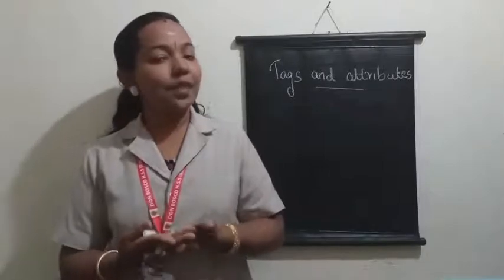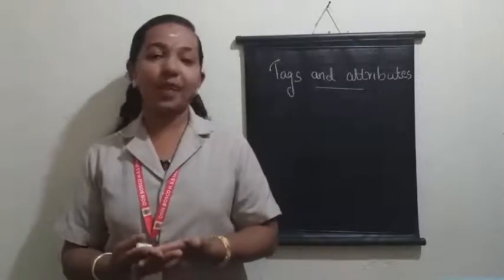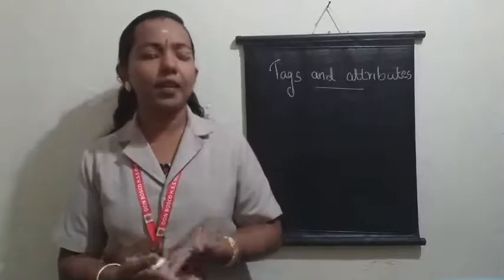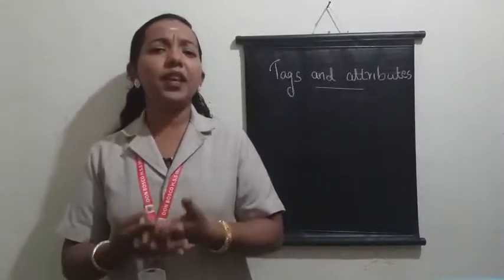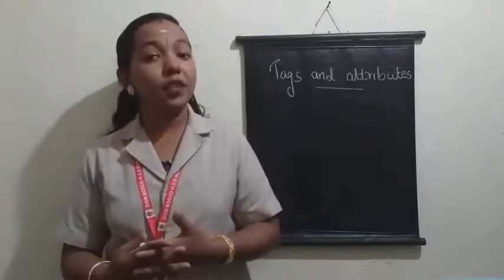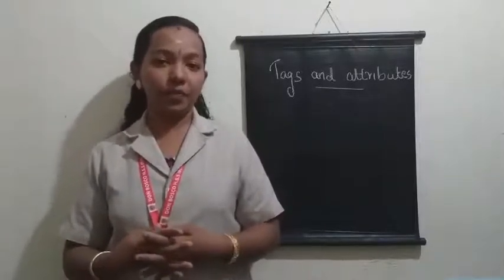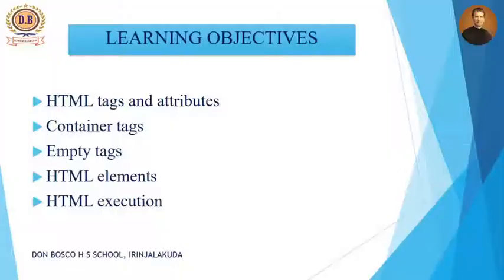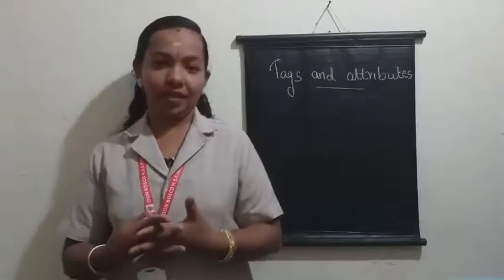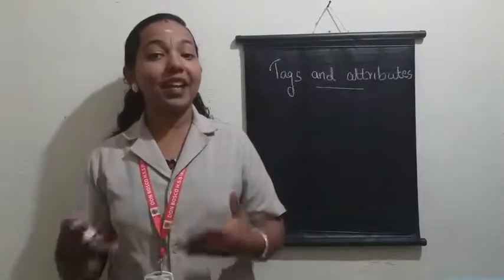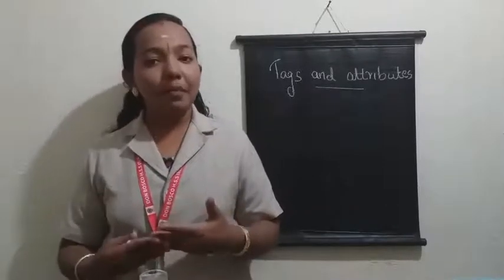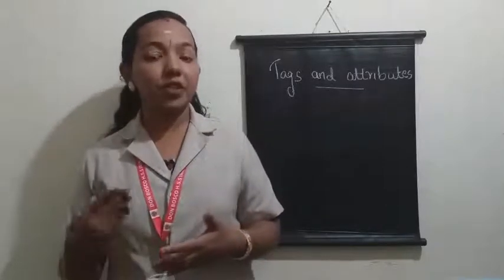We know in C++ we are using statements: input statement, output statement, declaration statement, assignment statement. Every statement ends with a semicolon. These are the rules and regulations of the C++ programming language. A C++ program is a collection of statements. But in HTML it is entirely different. There are no statements.